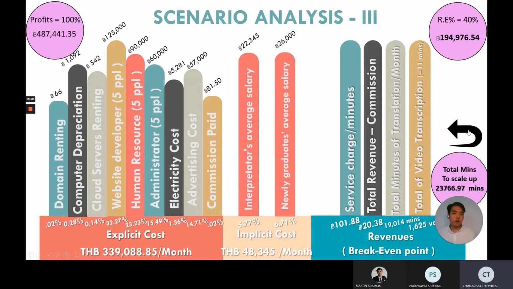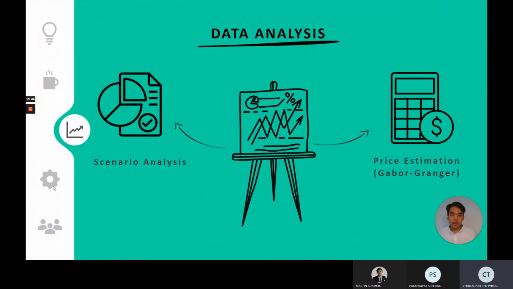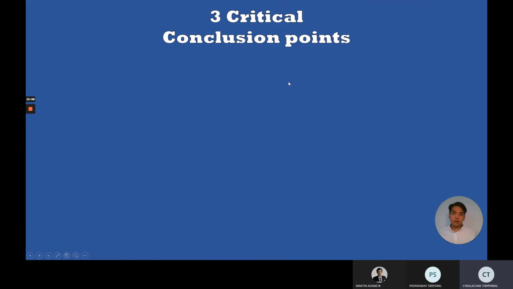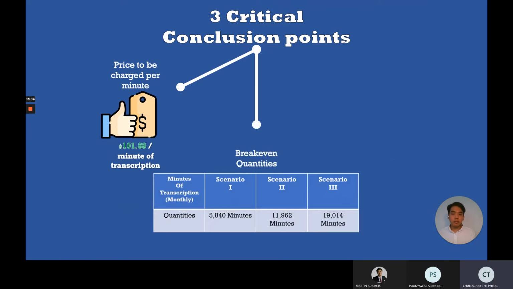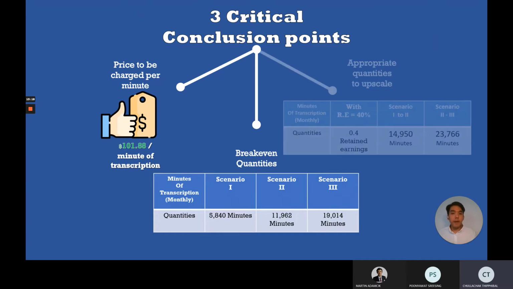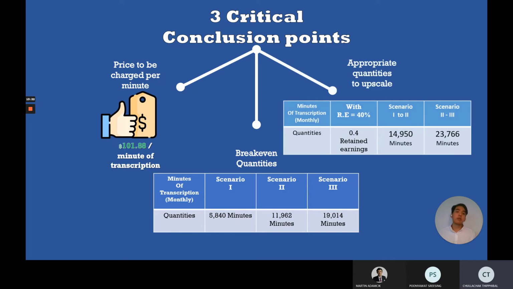So that's it for my scenario analysis. And to conclude everything that I have said from the start, 3 critical conclusion points. First, I charge the money per transcription at 101.88 baht. Second, the break-even quantity is, as you're seeing right now on the table, and the right side is the appropriate quantity for me to upscale from scenario analysis 1 to 2 and from 2 to 3 with the retained earnings of 40%. So that's what I learned from conducting this research throughout the whole semester. Thank you for your attention.